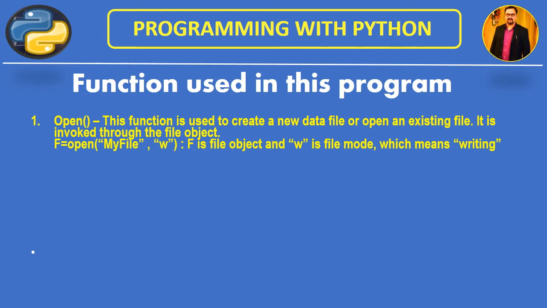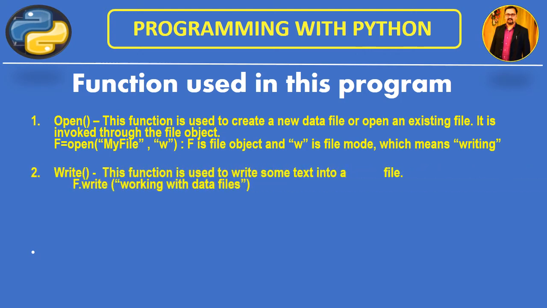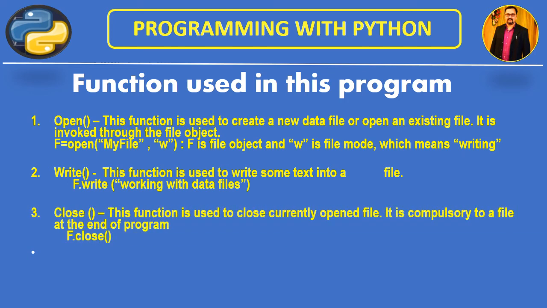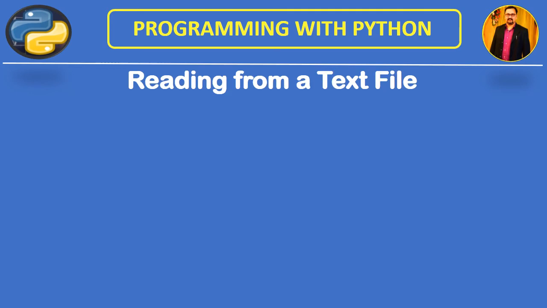So this is the first method which you have to use in the process of writing a file. The second method, the second function, is the write function, and this function is used to write some text into a file. We have already done it in the previous example. And the close function, at the end you will have to close the file. So this close function will allow you to close the file. So these are the main things that you have to remember.